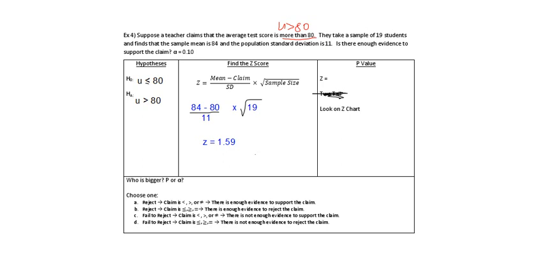Okay, let's look this up on a chart. And if you do, you're going to find that on the chart, we get 0.9441. But don't forget, this is a right tail test. So right tail means p is going to equal 1 minus 0.9441. So that means p is going to equal 0.0559. All right, good. Time to make a decision now.